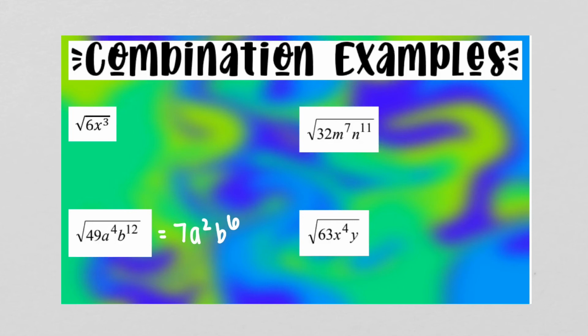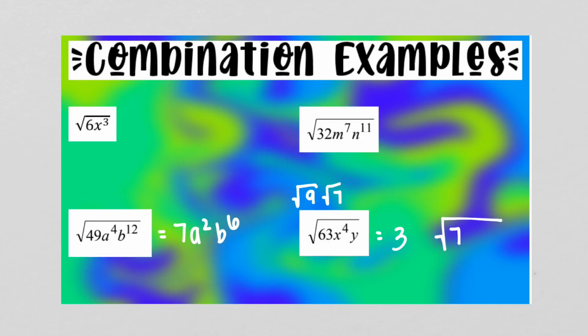Now for this last example, I have 63, which I would break down into 9 and 7, the square root of each of those. So I know outside of my radical symbol, which I'm going to go ahead and write, is going to be the square root of 9, which is 3. And on the inside, I'm going to have 7 because I can't take the square root of that.